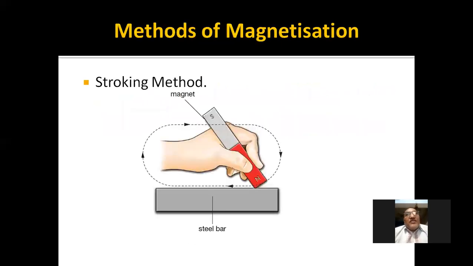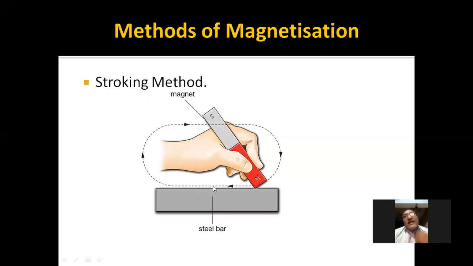Okay, so in our course, we have some methods by which you can convert some materials into a permanent magnet or into a temporary magnet. And the first method we are studying is the stroking method. In the stroking method, for example, the material we are using here is a steel bar, the materials which are made of steel. So here you can see I have taken a bar of steel.